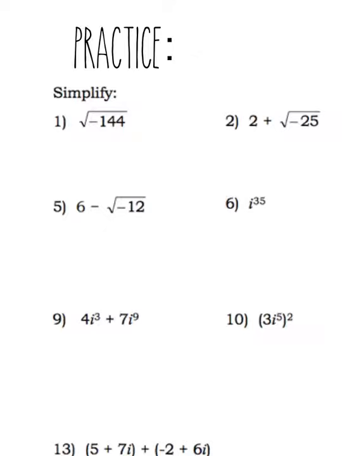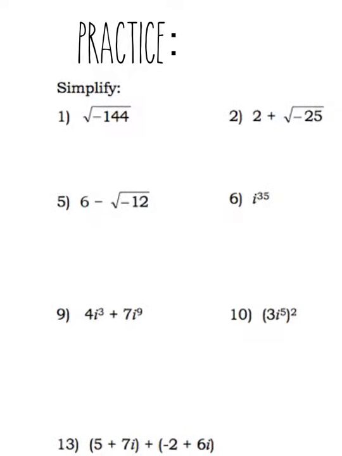For number 1, I noticed that 144 is actually a perfect square number. I can break up 144 and negative 1. The square root of 144 is 12. Negative 1 can become i, and that is simplified. Go ahead and pause for number 2.